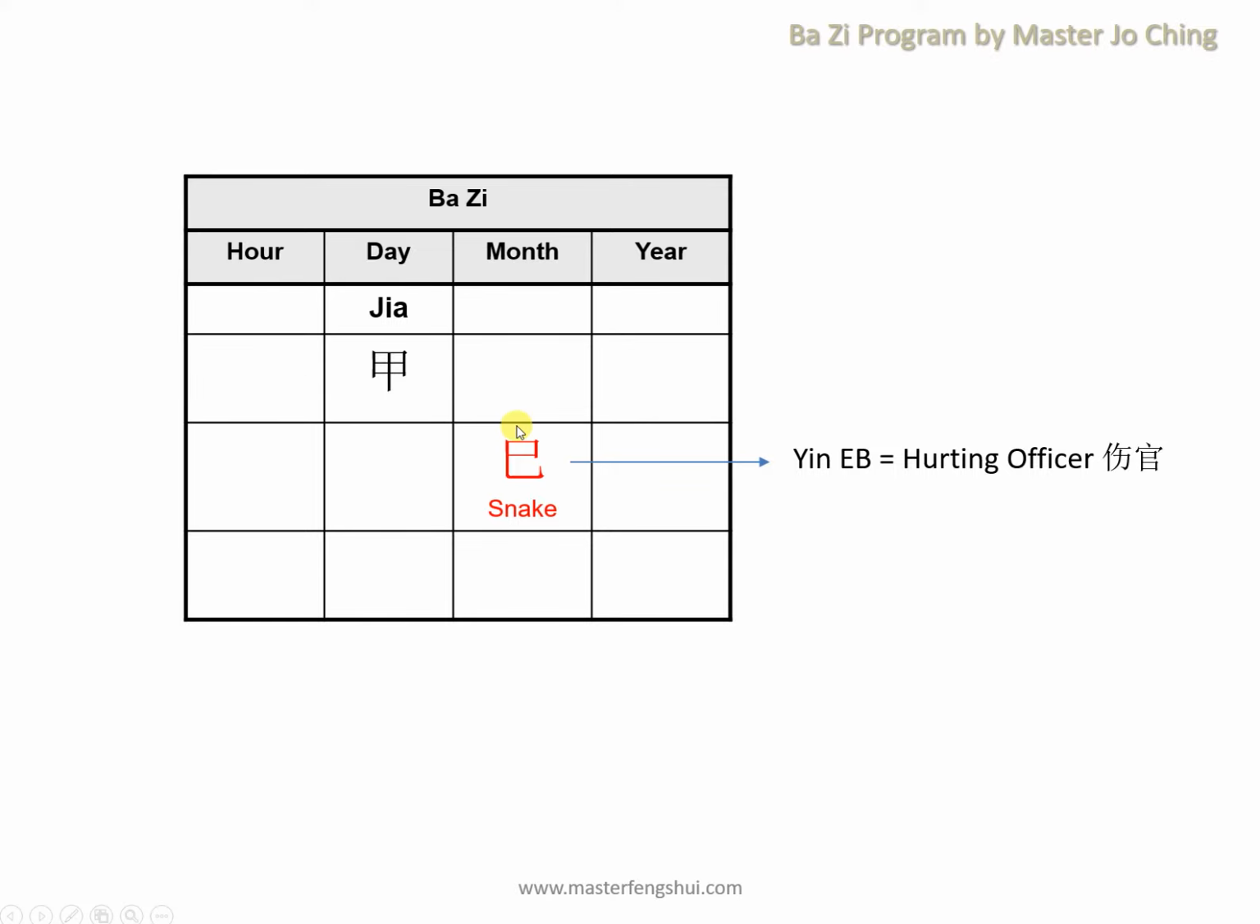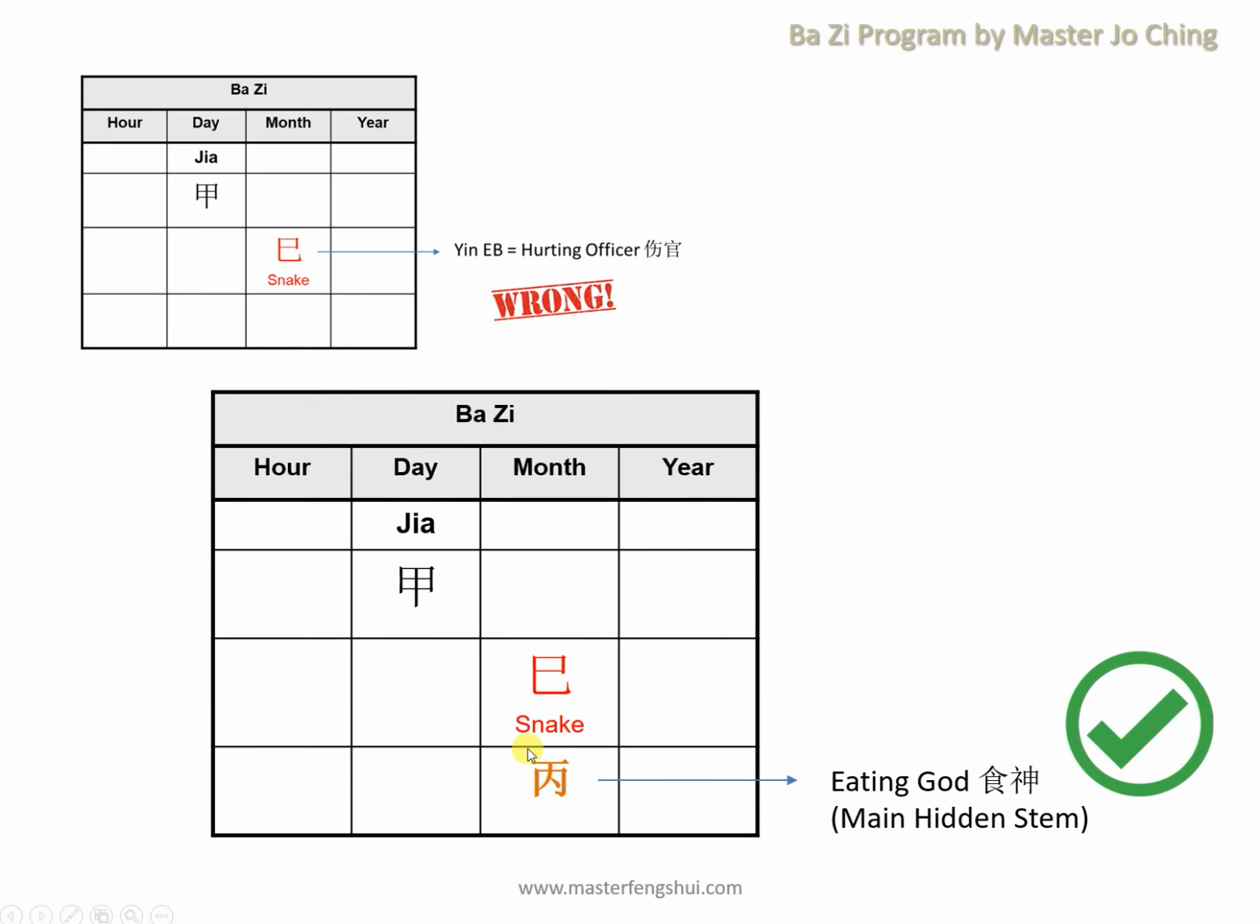So in this instance, let's forget about what you have just learned. Just a hypothetical example. If you are going to label using the snake here, then this is called an earthly branch, then it should be a hurting officer. But this is wrong, because we don't label on the earthly branch. We only put the label here in this box on the hidden stems like this. Okay?